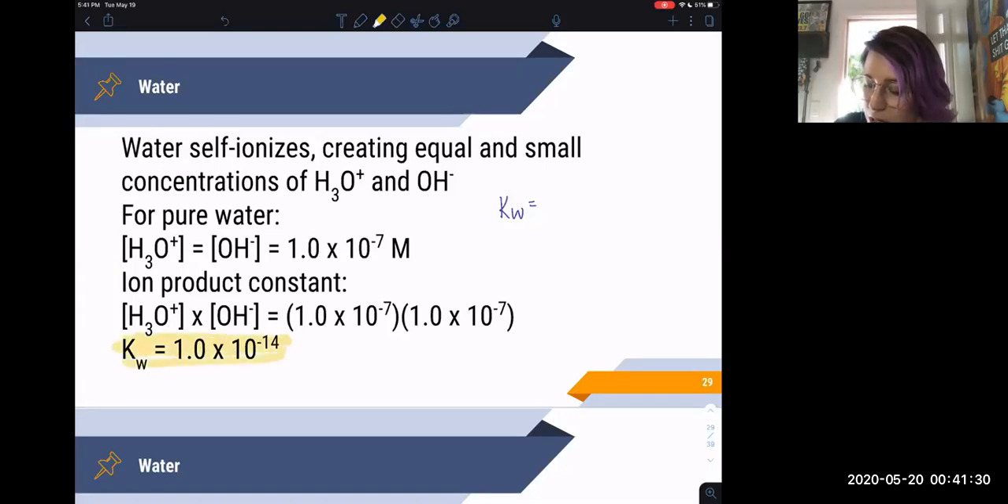This is called the equilibrium constant for water, and we're talking about equilibrium on Thursday. It simply means that water is going back and forth between its acid part and its base part. So it's kind of going back and forth between hydronium and hydroxide. When its acid part equals its base part, it's neutral, okay?